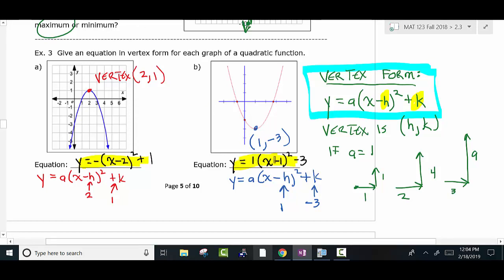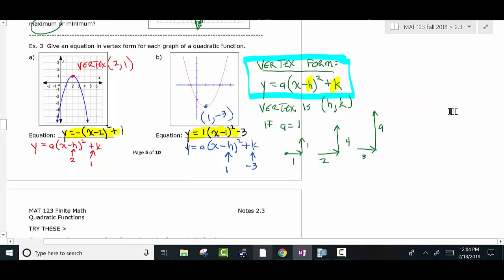Okay, locate the vertex and plug it in, and then a is positive or negative depending on if it opens up or down. Okay, is everybody with me there okay? Okay, all right. So that's just kind of doing these backwards. You want to be able to graph these, and if you're given a graph, you want to be able to tell what that function is by using this formula, okay?